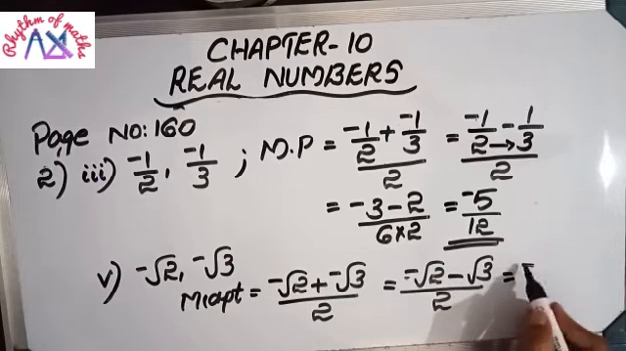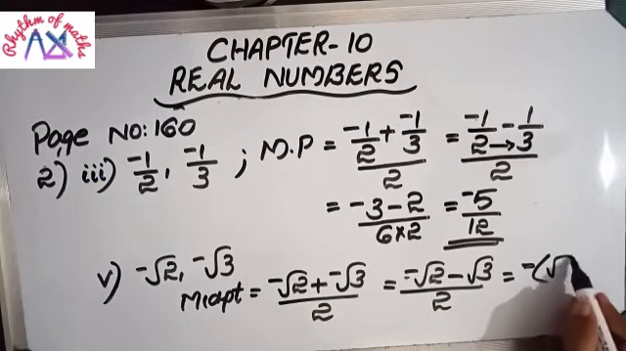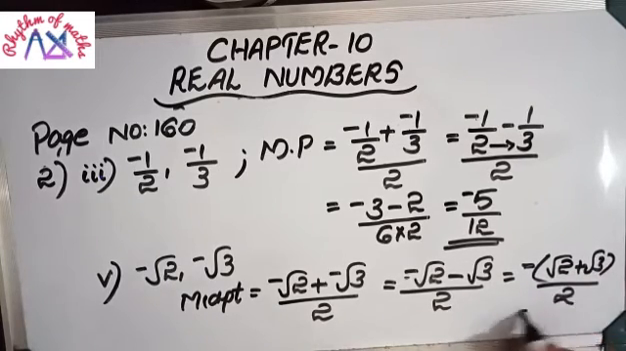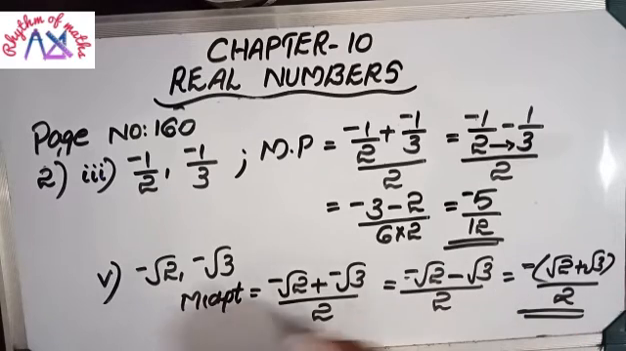Both are negative now. So take this negative sign outside. Outside the number, inside the numbers are root 2 plus root 3 whole divided by 2. This is also correct. Or minus root 2 minus root 3 divided by 2. Both these answers are correct for the fifth sub question.